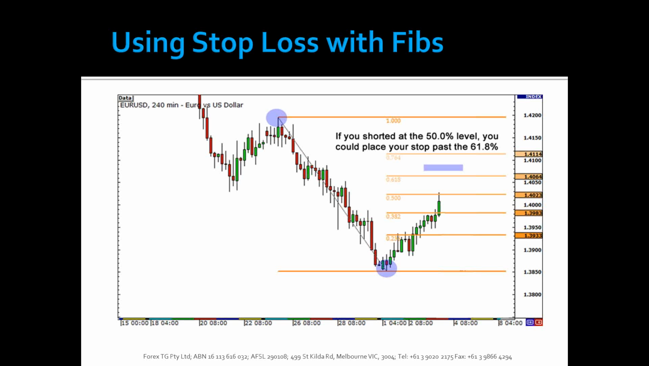In this little segment, you're going to learn a couple of techniques to set your stop loss using the trusty Fib levels. These are simple ways to set your stop, and the rationale behind each method.